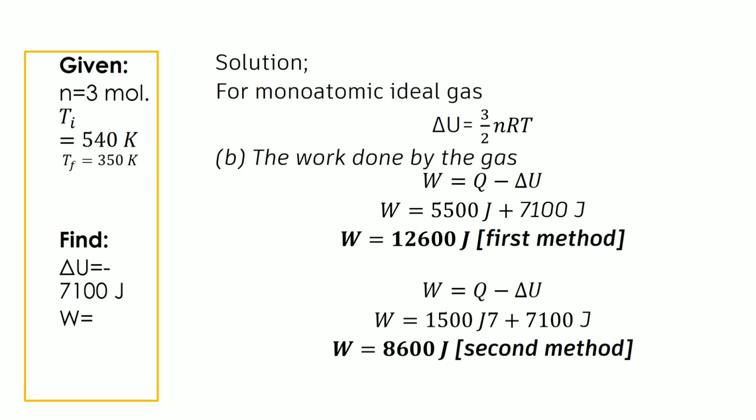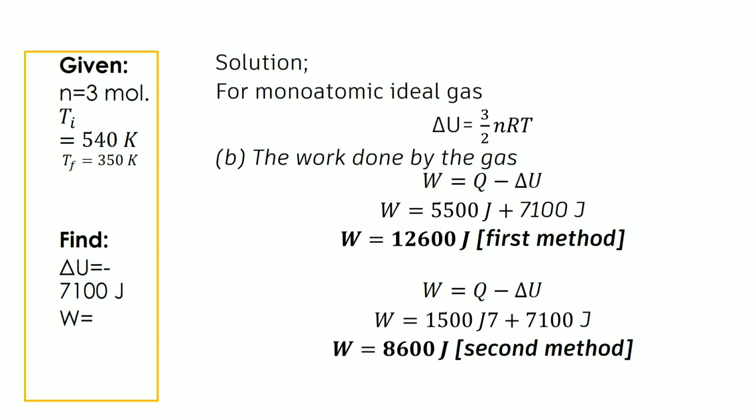While on the other hand, we have 1,500 joules of heat flowing into the ideal gas. So this is the solution. For the second method, the 1,500 joules of heat plus the negative change in internal energy gives the work done by the gas on our second method to be 8,600 joules.